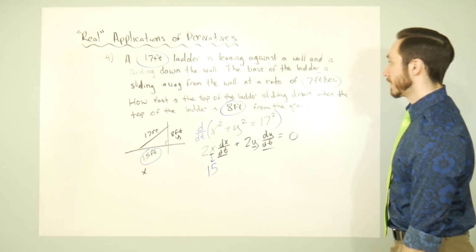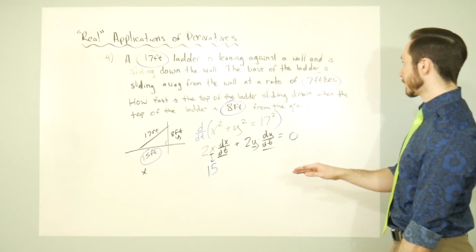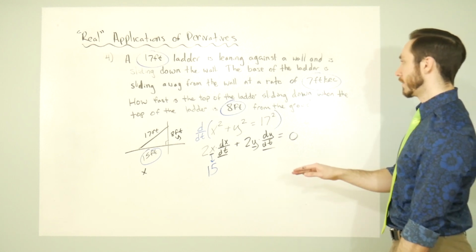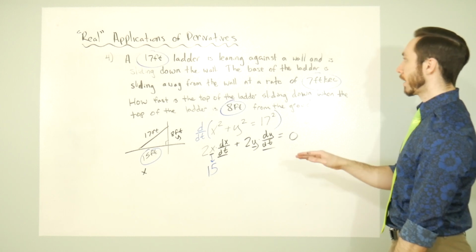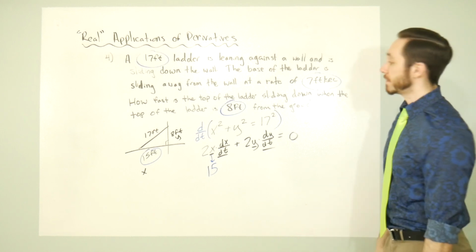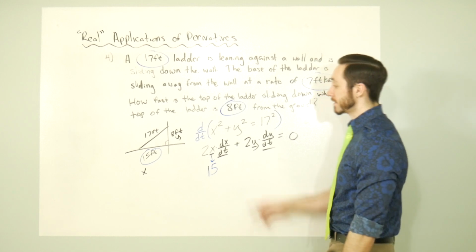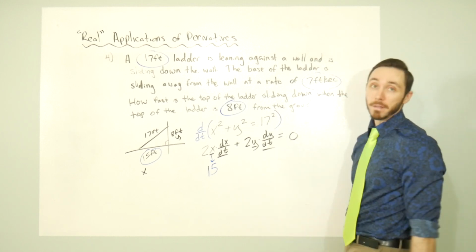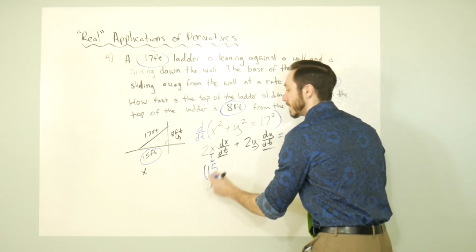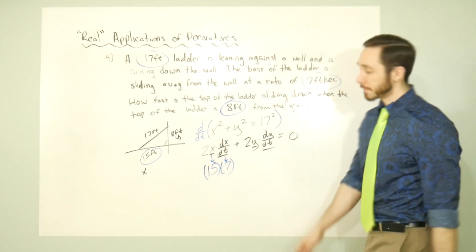When the top of the ladder... Okay, so how fast is the top of the ladder sliding down? When the top of the ladder is 8 feet from the ground, the base of the ladder is sliding away at a rate of 7 feet per second. This is my rate for the base, dx/dt. That's where I plug in my 7. So for this expression right here, dx/dt, in goes a 7.